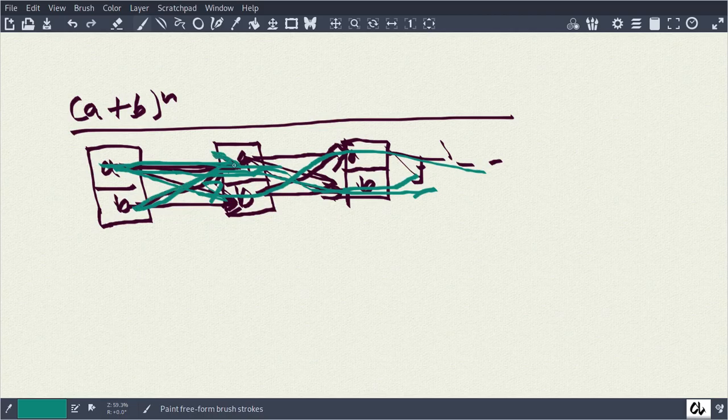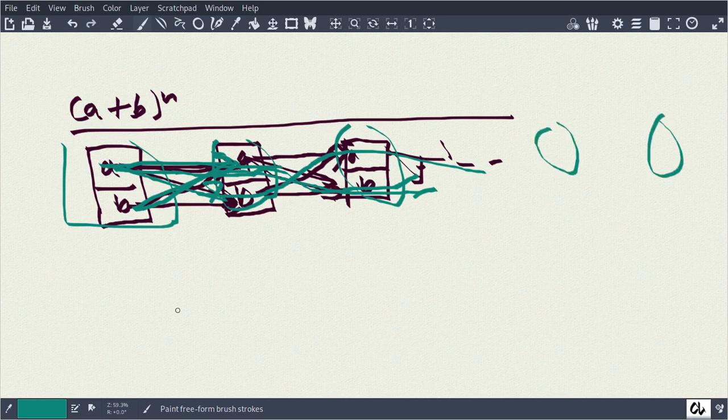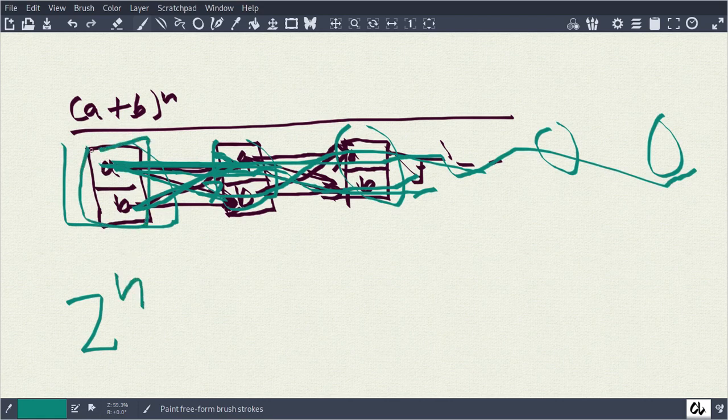You know, it'll have two ways, then two ways, then two ways, then two ways, just like that. The total number of ways that this line would be able to go would be 2 to the n, because there are n boxes in here, and each box gives it two possibilities.